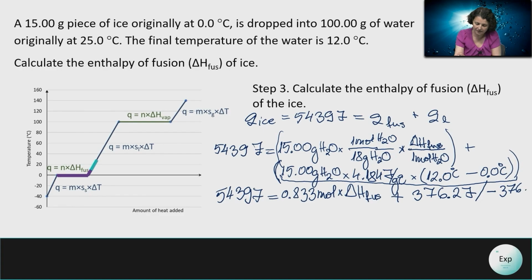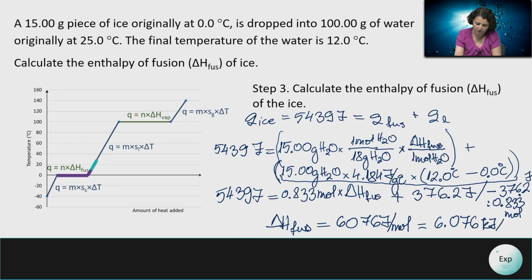If we subtract 376.2 joules of heat from both sides, and then we divide both sides by 0.833 moles, then we find that our enthalpy of fusion is going to be equal to 6,076 joules per mole. If we convert this to kilojoules, then it will be 6.076 kilojoules per mole, which is fairly close because the literature value is 6.01 kilojoules per mole.